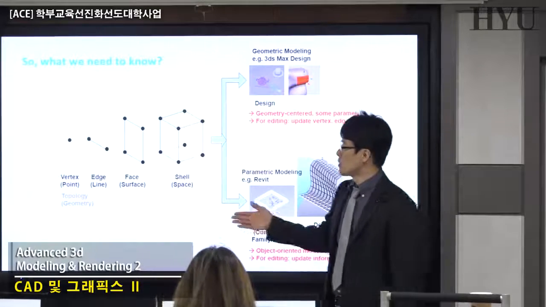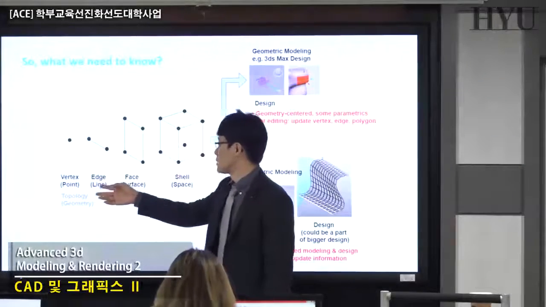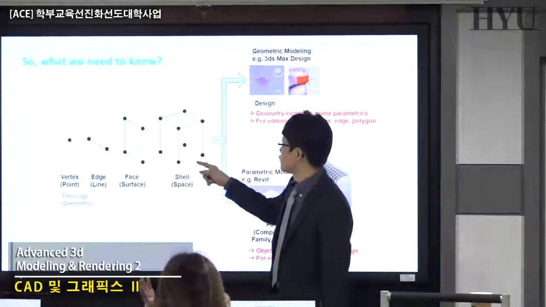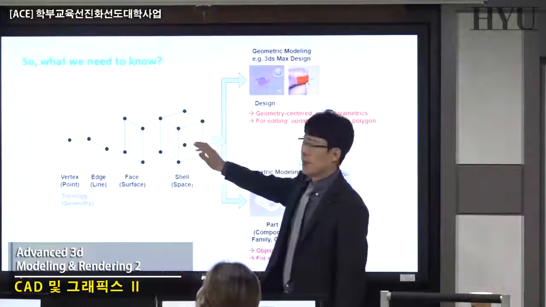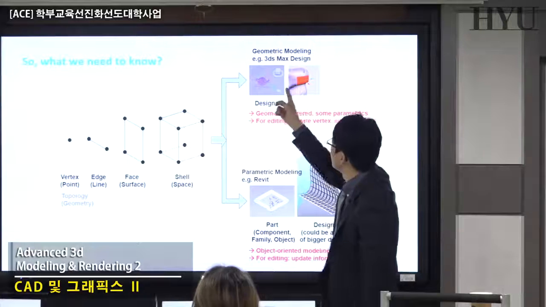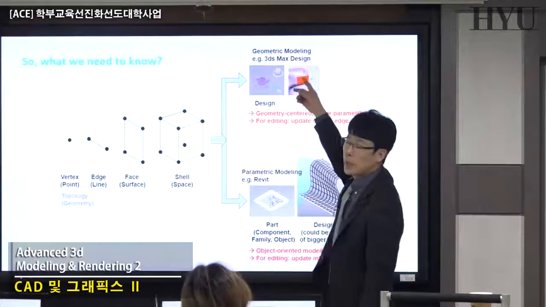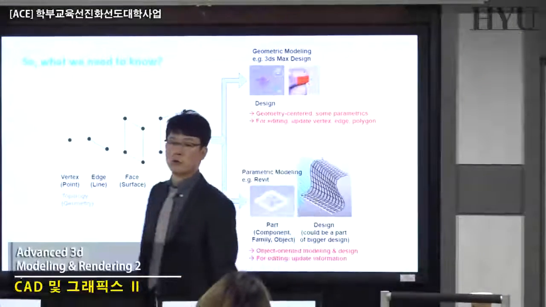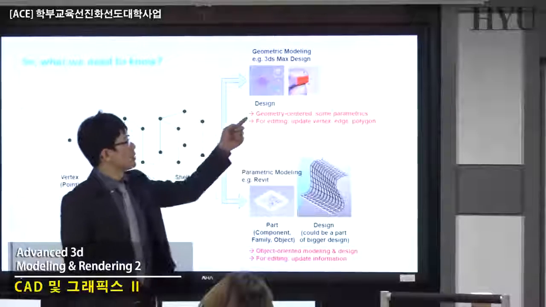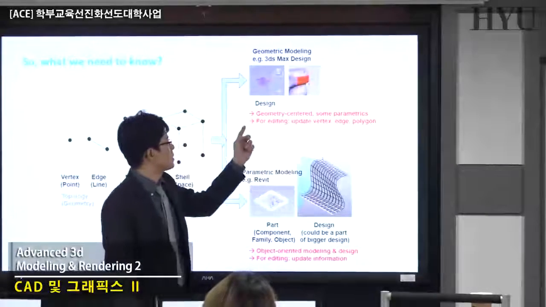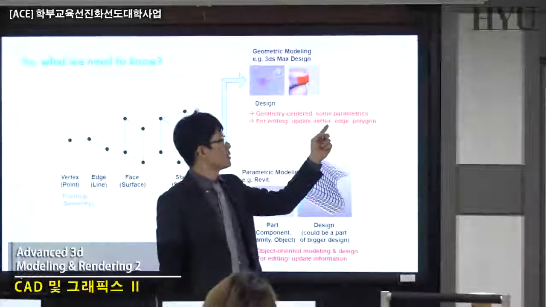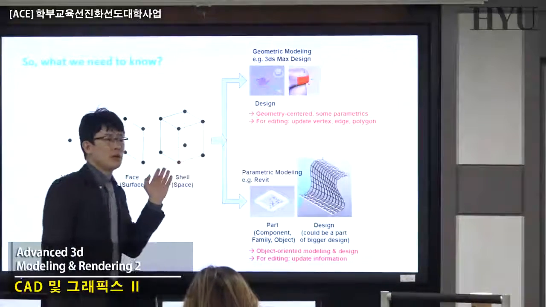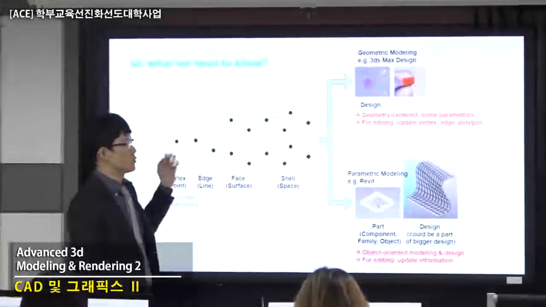So in this semester, we focused on vertex points, edge lines, and face surfaces. This is a polygon, okay? And the shell shape makes this kind of 3D object. We modify it this way by using camera, light system, editable poly, FFD, and also today's lab exercise is going to deal with some more geometric editing tools. So designing is geometry-centered, with some parametrics, editing, updating vertices, edges, and polygons using Edit Poly. That's your design. It's a somewhat different approach to design.